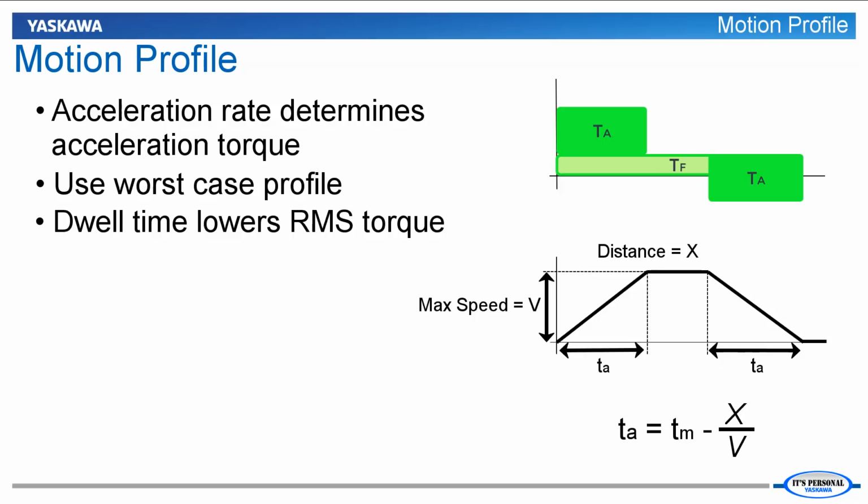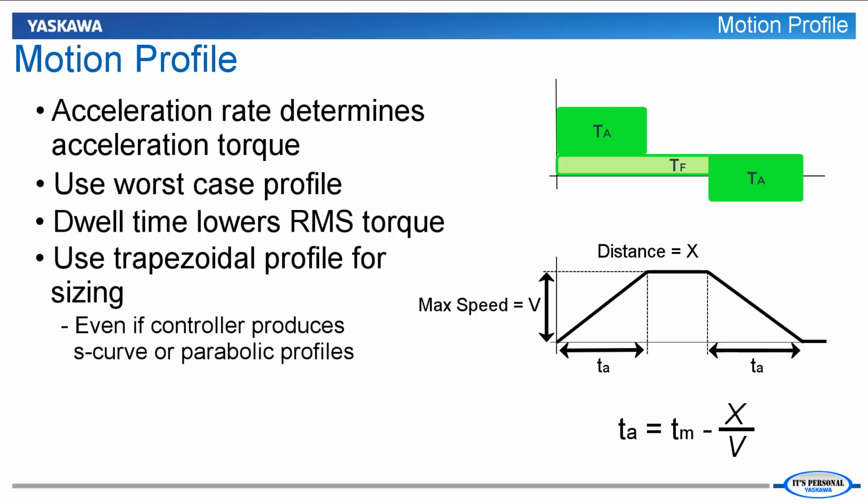A final consideration is the motion profile type. For the purposes of sizing, a trapezoidal speed profile is always used, even though it may be possible to program S-curve or parabolic acceleration profiles in the controller.